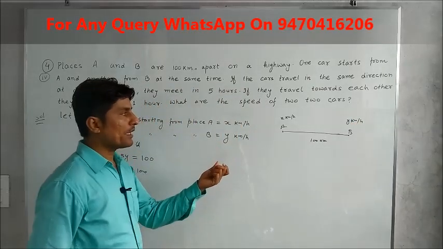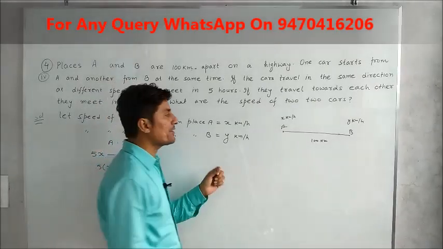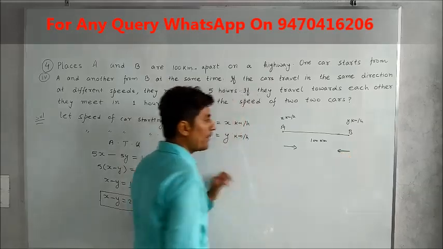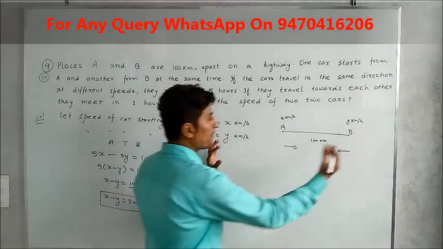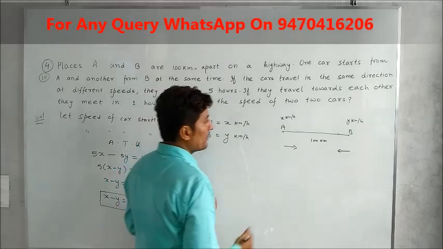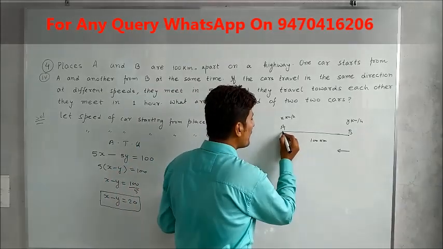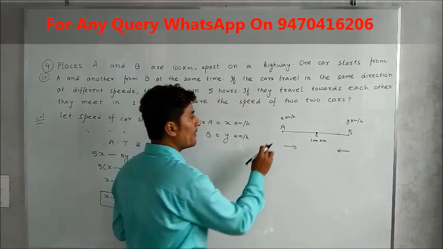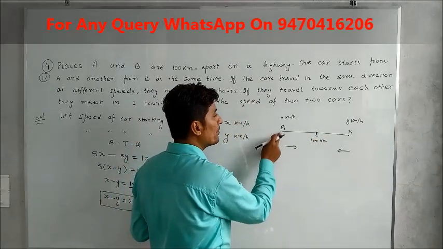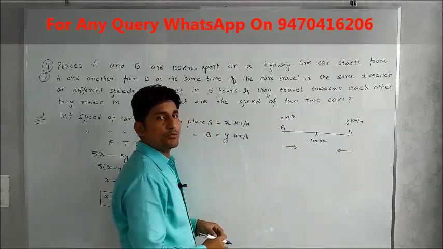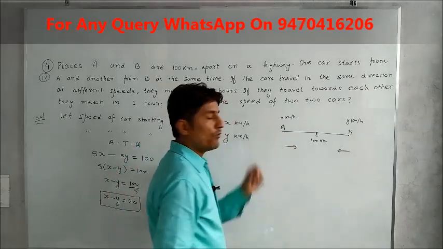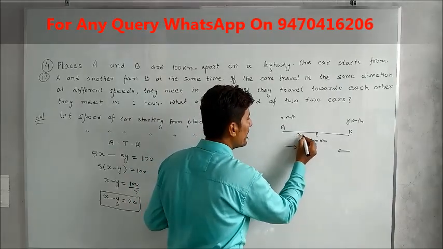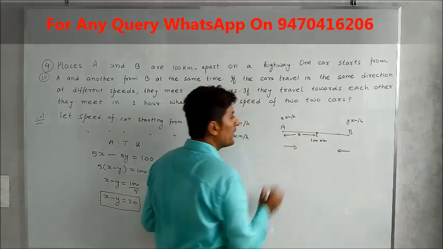Now, this time both the cars are traveling towards each other. It means if A is traveling towards the right side, then B will travel towards the left side. So, suppose after 1 hour, the car A reaches point C. The total distance traveled by the car starting from point A will be x into 1, speed into time. Speed is x kilometer per hour, while the time is 1 hour. X into 1 will be equal to x. So, the distance from A to C will be equal to x.